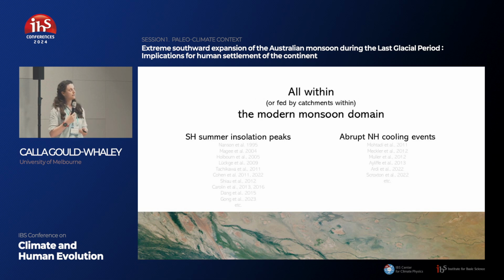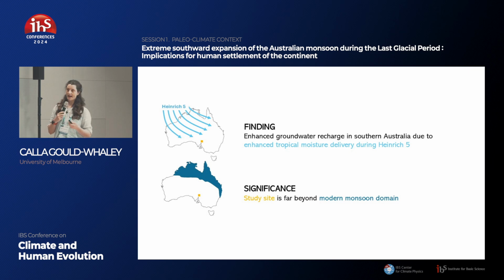But most of these studies are either within the modern monsoon domain or they're fed by catchments that are within the modern monsoon domain. So they can't really tell us much about changes in how far south monsoon rainfall can be delivered. What's significant about our study site is just how far south of the modern monsoon domain it sits. So it's well beyond. It currently receives some tropical rainfall as extreme events. Low pressure systems can sometimes break off from the monsoon front and travel south over the continent. But most of the rainfall is actually received during winter off the Southern Ocean.